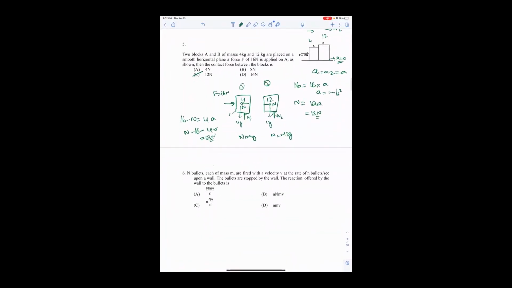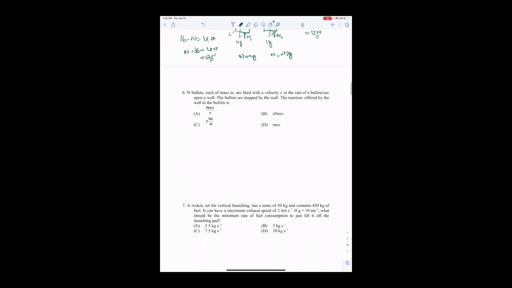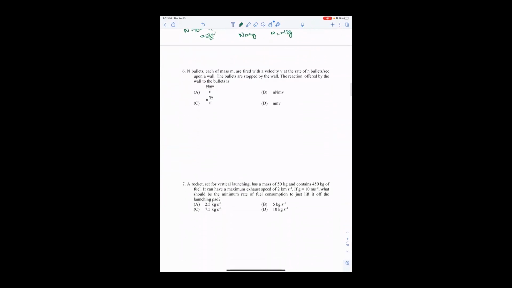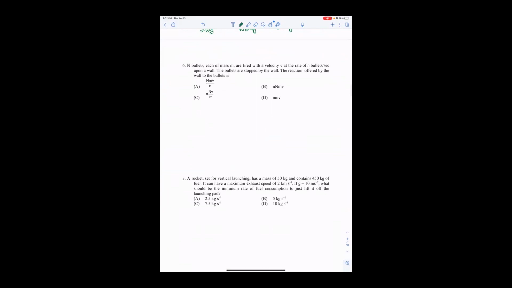Next one. Are you getting D? I guess C. Yeah. N bullets, each of mass M, are fired with a velocity V. I'm just trying to change the level slowly. We still have so much level.